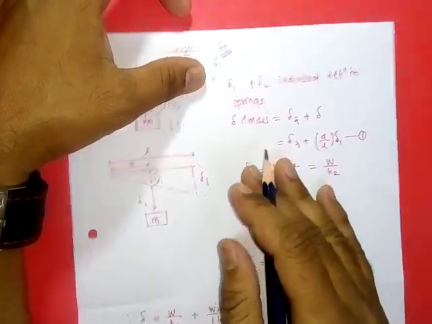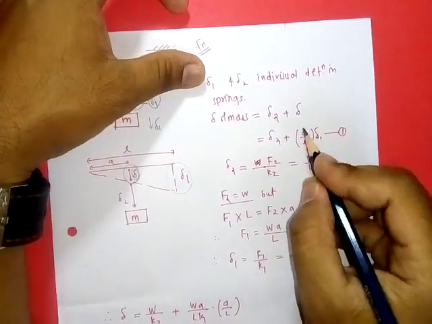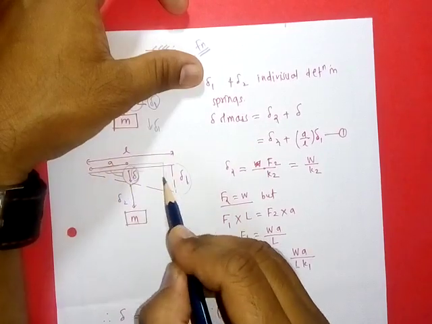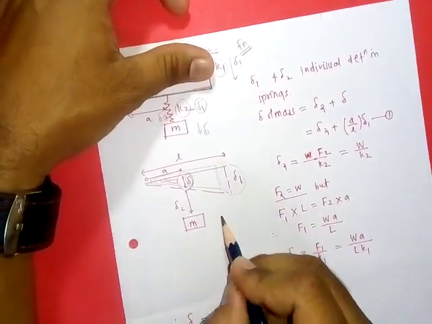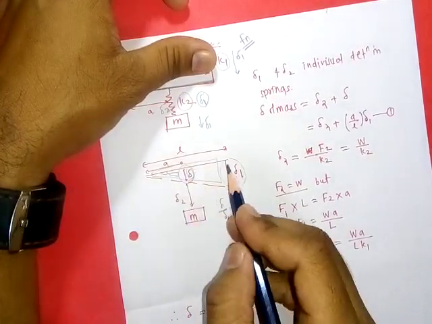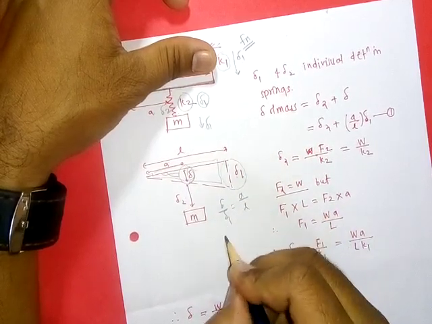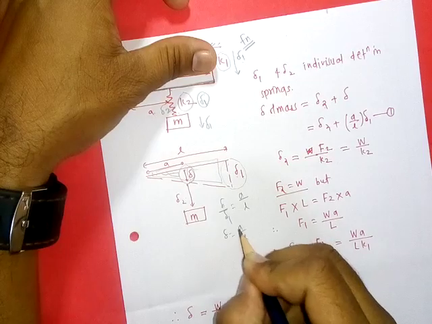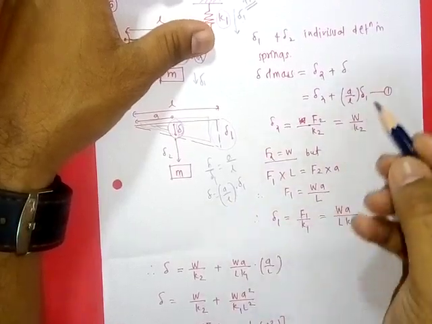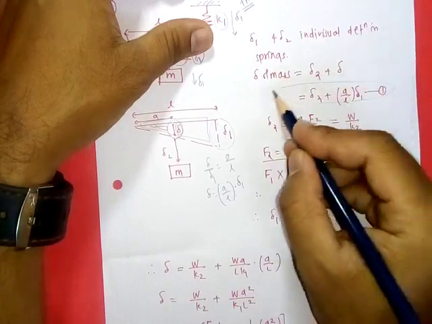So deformation of mass is equal to del 1 plus del 2. These two triangles are similar triangles, so we can write del upon del 1 is equal to a upon l, the ratio of corresponding sides. So del is equal to a upon l into del 1 by similarity of triangles. Putting this value here, we get a upon l del 1. So this is the relation for deformation of mass.